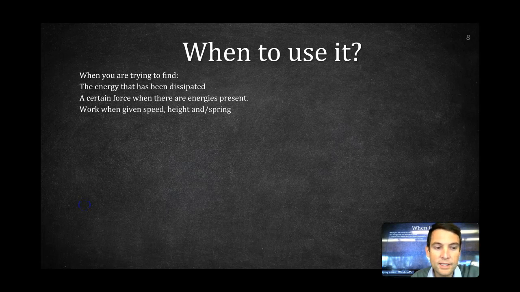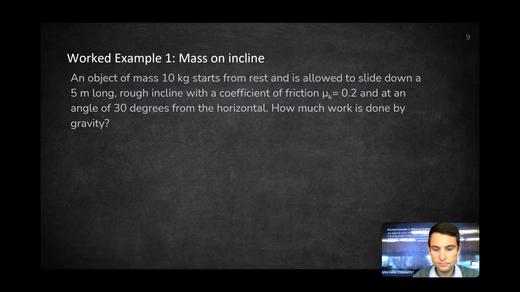Work when given speed, height, and a spring. There's your multiple types of energy. Speed is kinetic energy, height is gravitational potential energy, and a spring or piece of elastic would be our elastic potential energy. So let's look at a worked example. I'll go through this, but I strongly encourage you to pause the video here and try it for yourself.